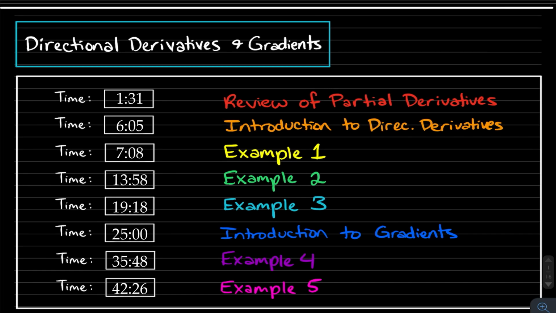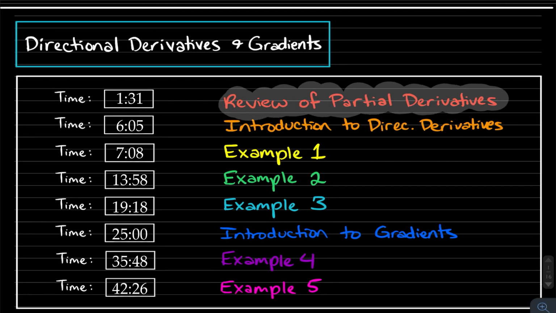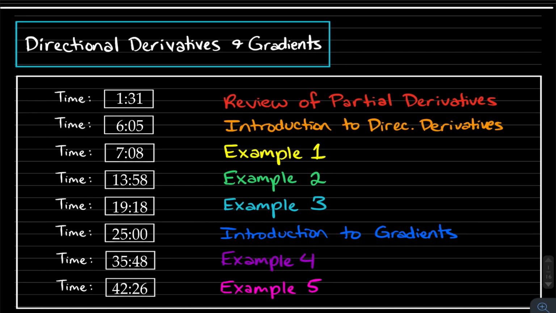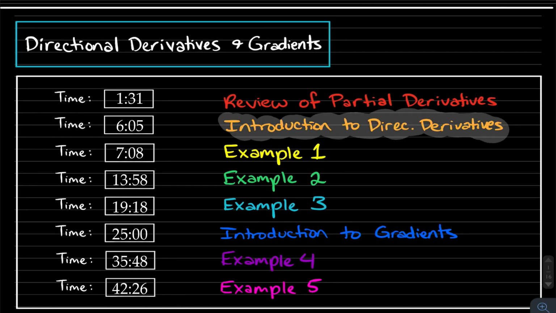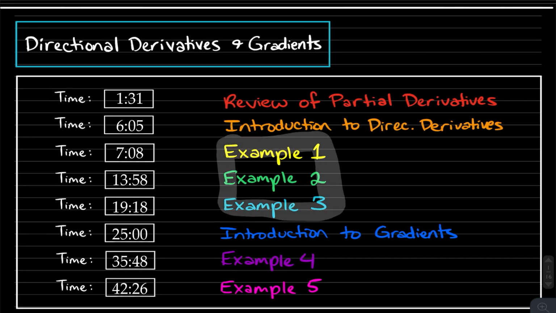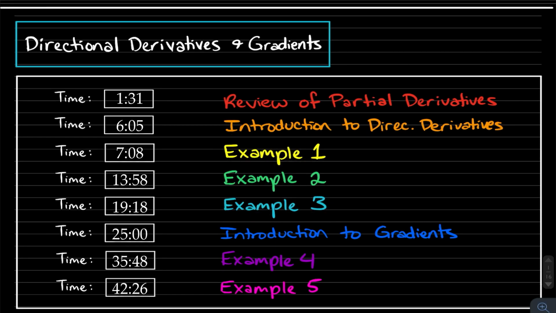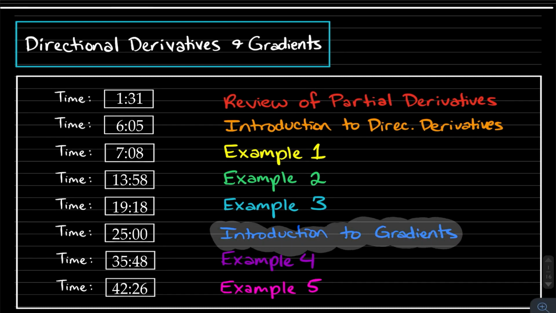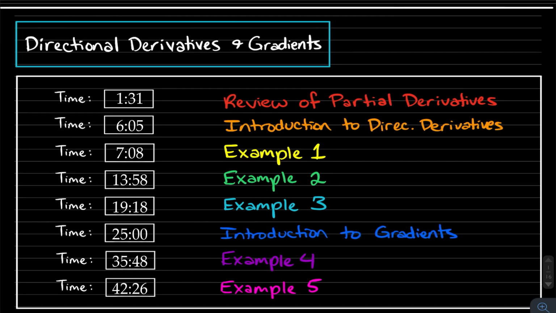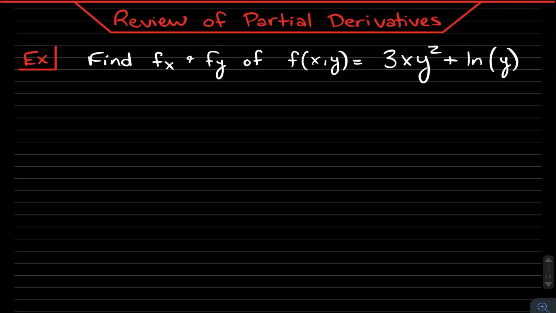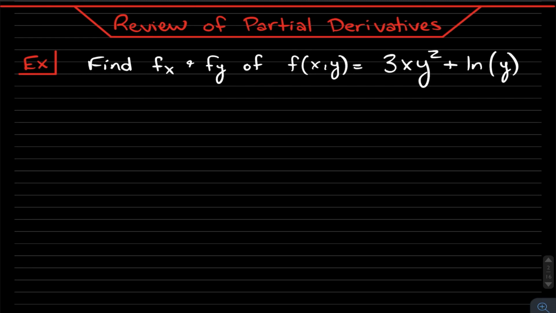Also, what are these topics? We're going to start off with a review of partial derivatives. I think that's good. We want to make sure that we're all on the same page here. And then I'll give you an introduction to what directional derivatives are. All right, and then we'll do some examples with finding directional derivatives. And after we're done with that, I'll give you an introduction to gradients, which is just a little subtopic off of directional derivatives. And then we'll do some examples of finding directional derivatives and gradients. Okay, so with that being said, let's hop into our first section here, which is a review of partial derivatives.